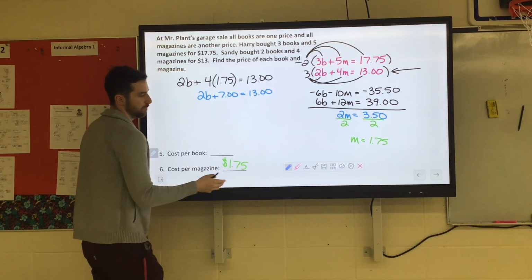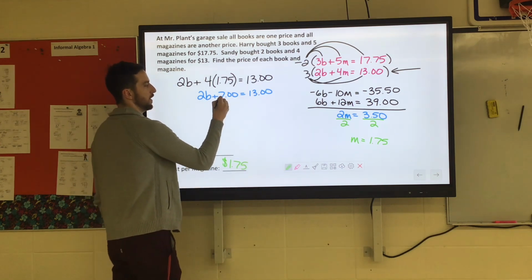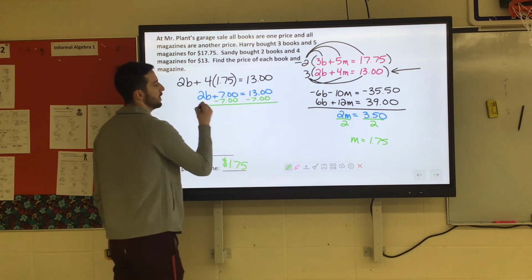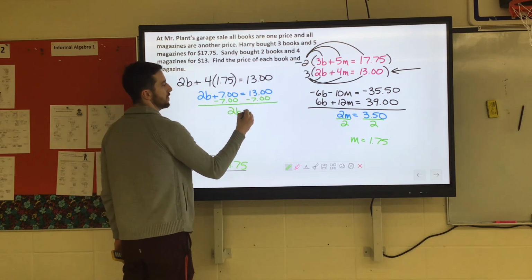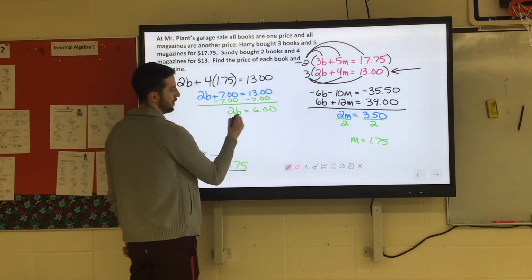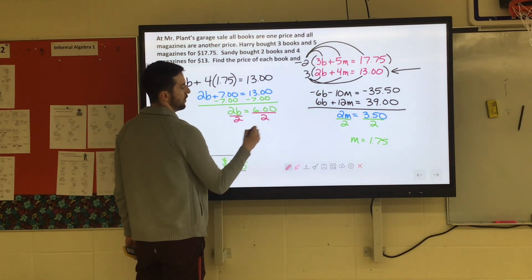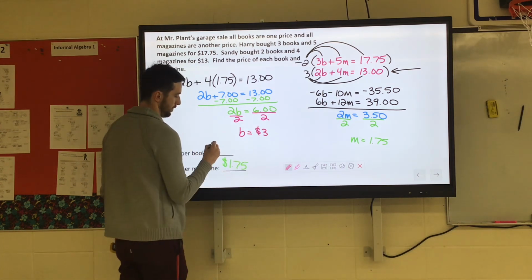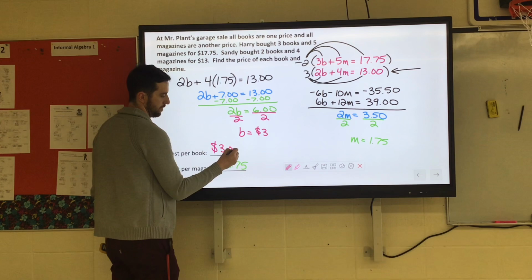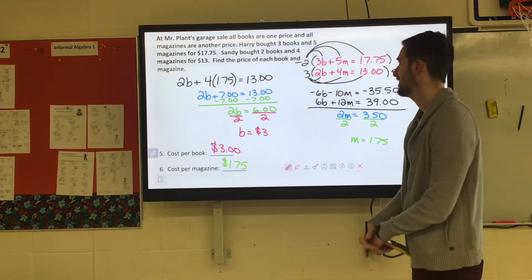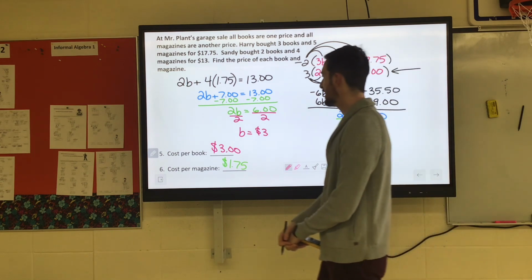We know how to get rid of plus $7. You just subtract it. If you do it to one side, do it to the other side. 2 books equals $6. We got to divide it by 2. So each book comes out to $3. Fun. That was a true delight. Okay, all right.